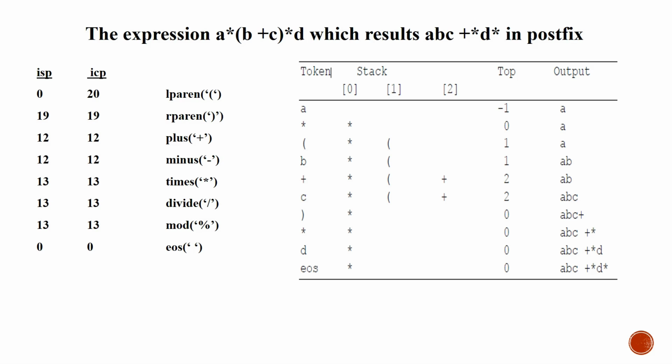Then when I get the close parenthesis, till the open parenthesis, whatever the contents of the stack are, you pop it and print it. Again, when I get the star, what is there in the stack? 13. Star and the star. So precedences are equal, then you pop it, greater than or equal to is the condition. So you pop this star, print it over here, then push this star to the stack. Next D will be printed directly. Once I get the EOS, you break. Whatever the stack content is, we print it over here. So this is how the conversion works.